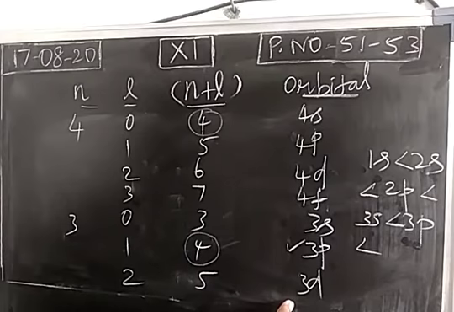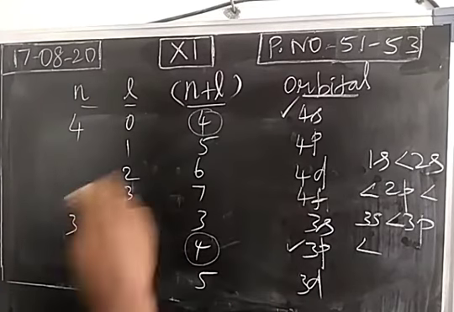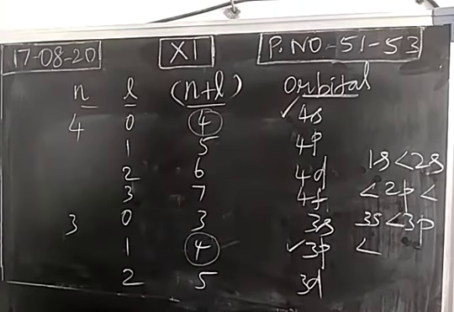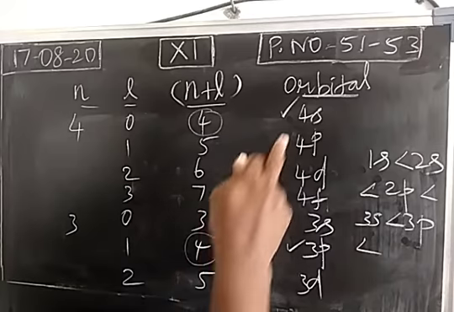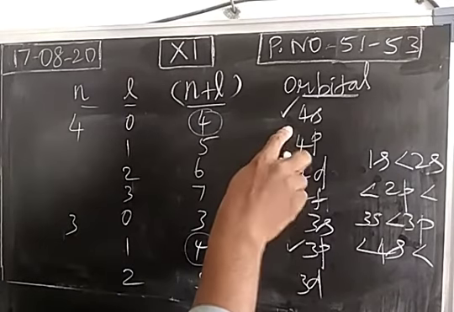Then what will be the next orbital? Will you write a 3d orbital or 4s orbital? We have to write the 4s orbital because for the 4s orbital the n plus l value is lower. For 3d it is 5, for 4s orbital it is 4. So comparing 3p, the 4s orbital has higher energy. Then after that 3d.